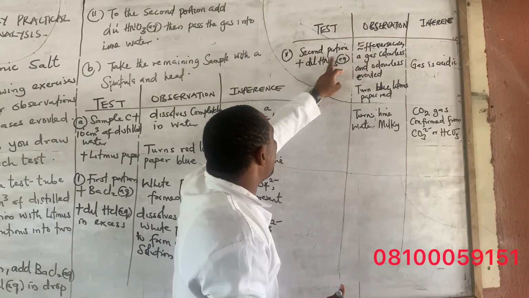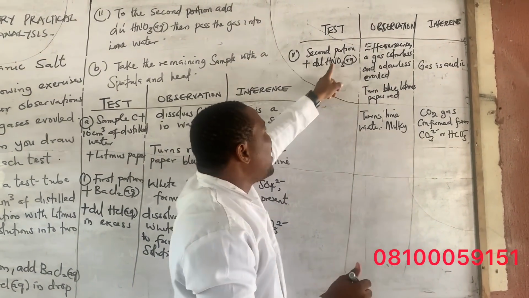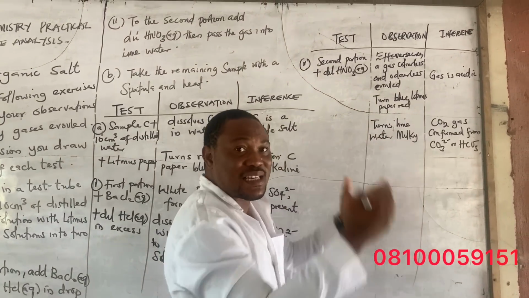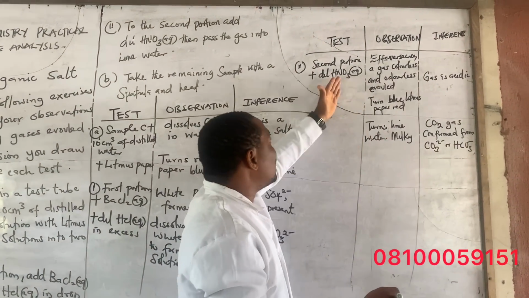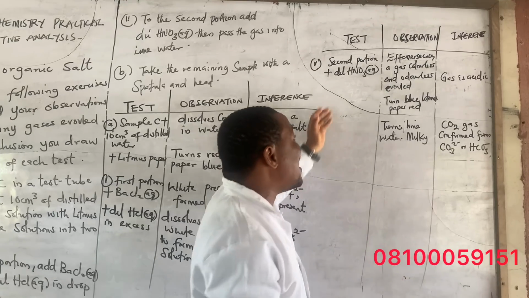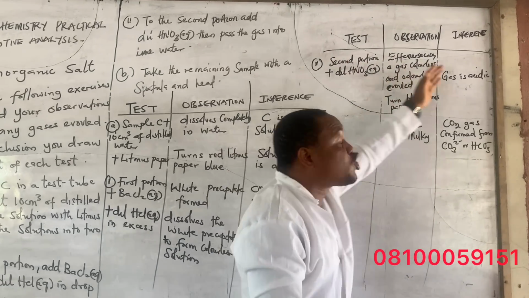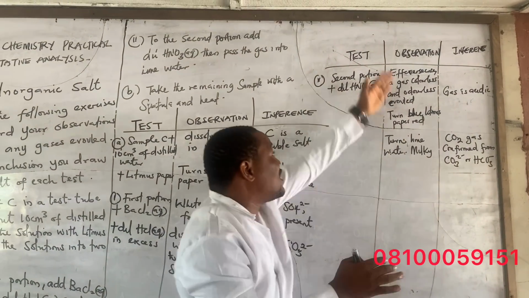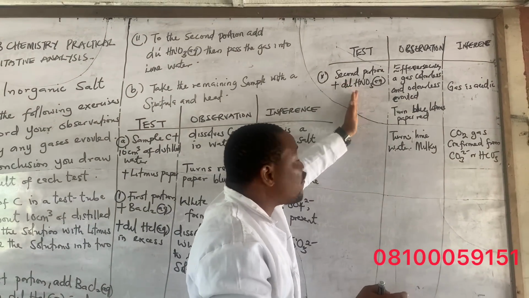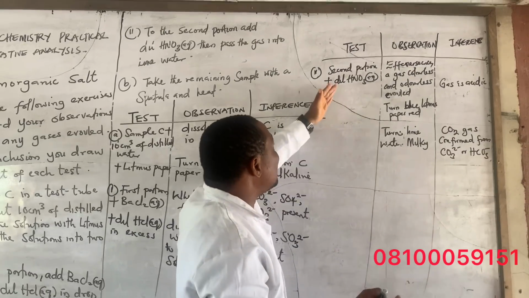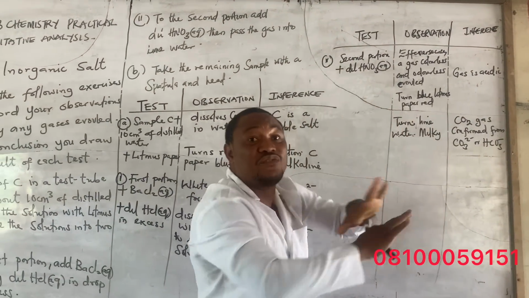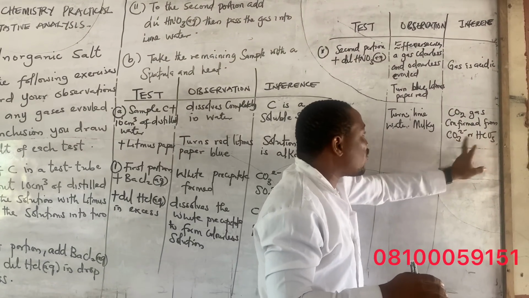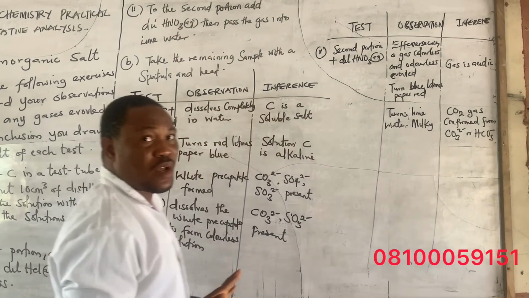Now let me quickly say something here. You can see the second portion plus dilute HNO3. It could be H2SO4, it could be HCl, it will still give the same test, because HNO3 is an acid, HCl is an acid, H2SO4 is an acid. So when they react with any trioxocarbonate, CO2 will still be liberated. So don't get yourself confused. Irrespective of the acid used, it will still liberate CO2 from your trioxocarbonate. I hope that is clear.